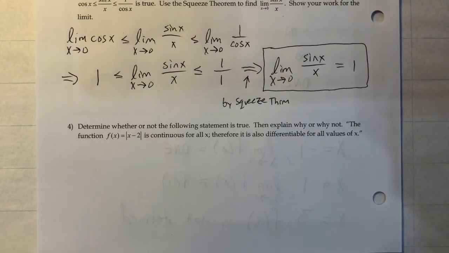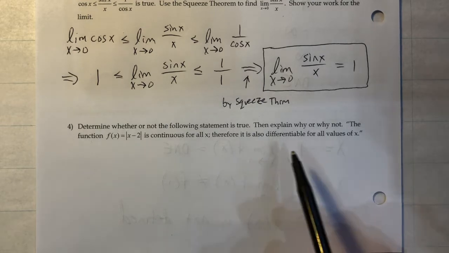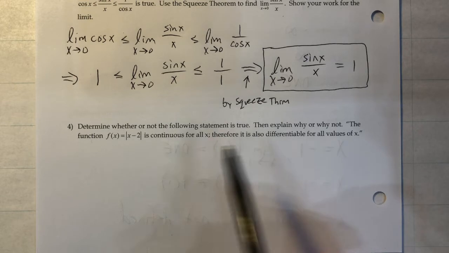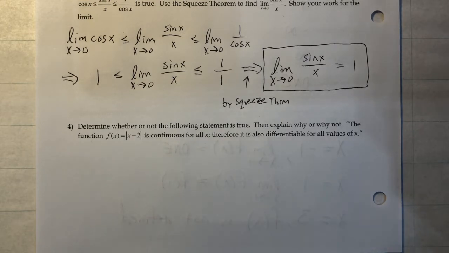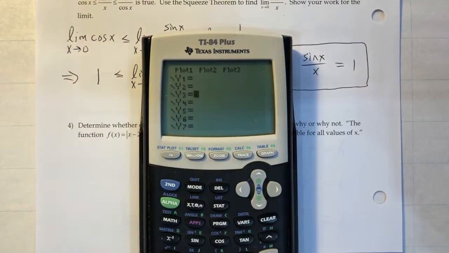Determine whether or not the following statement is true and then explain why or why not. The function f of x equals the absolute value of x minus 2 is continuous for all x. Therefore, it is also differentiable for all values of x. So we know that if a function is differentiable, that it's continuous. So now they're trying to turn that around and saying, if we know that's continuous, does that also mean we know it's differentiable?